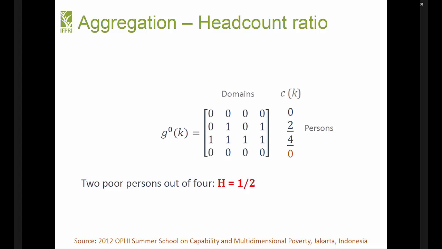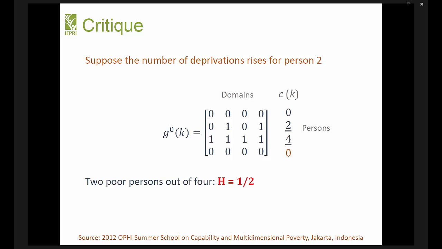Okay, so now the problem with the headcount. Suppose the number of deprivations rises for person 2. So right now, the count was 2. What if it becomes 3? There is no change in the measure, but it's a problem. It's a problem because somebody has actually become more deprived, but the measure is not sensitive, right? So that's a problem. What do we do with it?